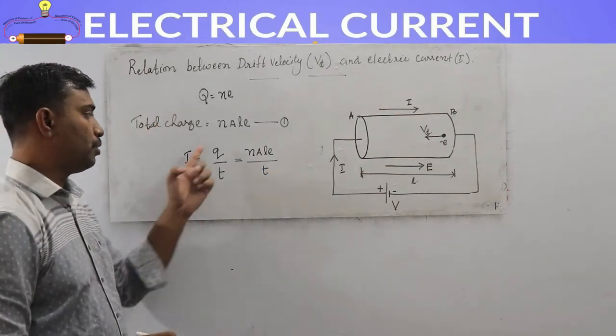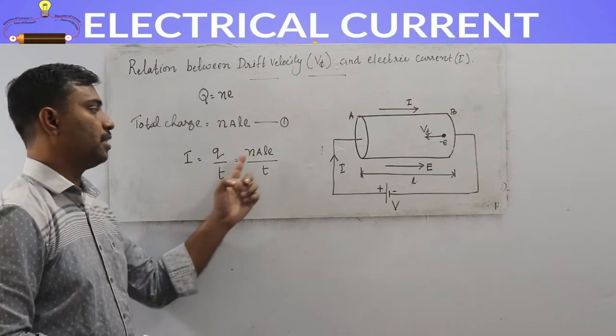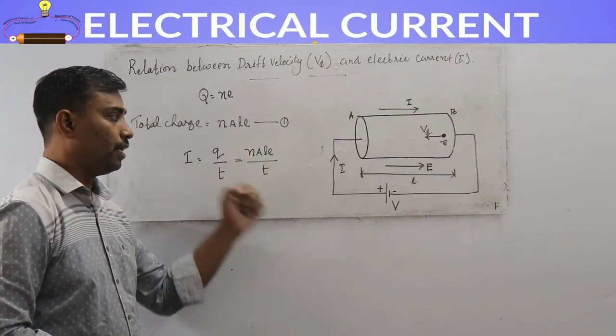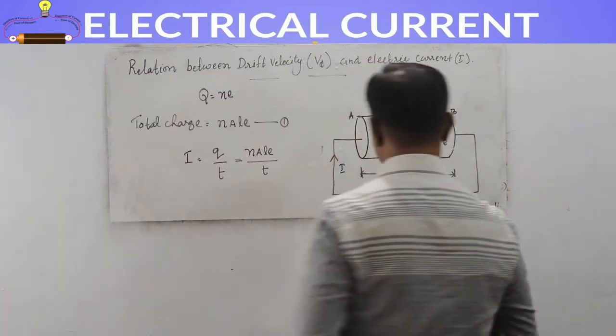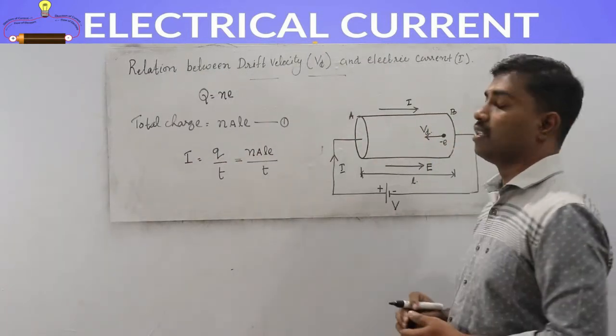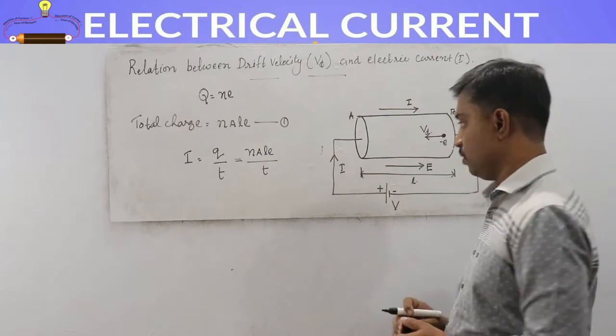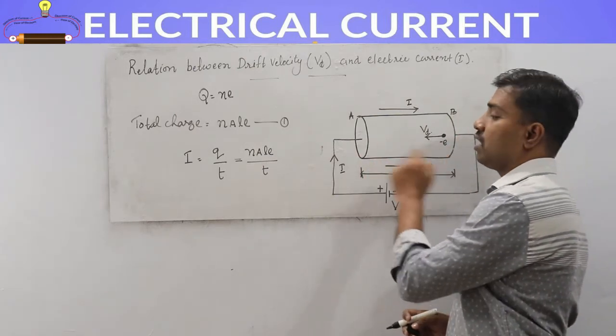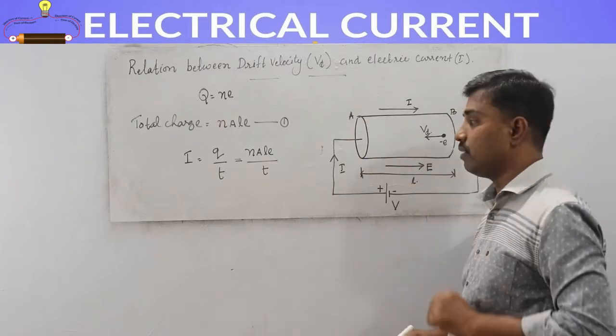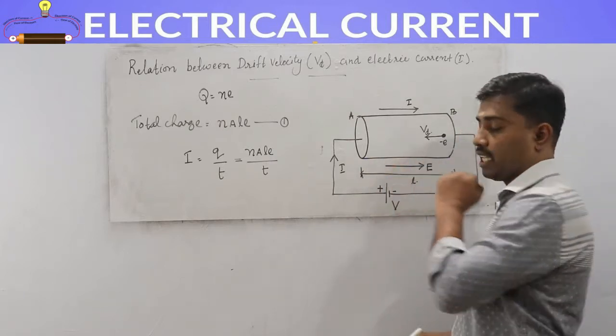I is equal to Q by t, that is equal to nALe by t. Here Vd is the drift velocity of the electron. So the electron is traveling from B to A. How much distance is it traveling? L distance is traveling within t seconds.